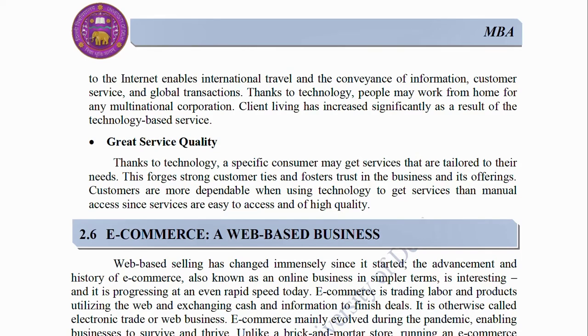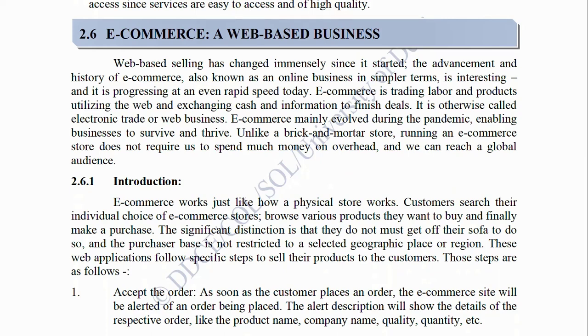2.6 E-commerce, a web-based business. Web-based selling has changed immensely since it started. The advancement and history of e-commerce, also known as an online business in its simpler terms, is interesting and it is progressing at an even rapid speed today.